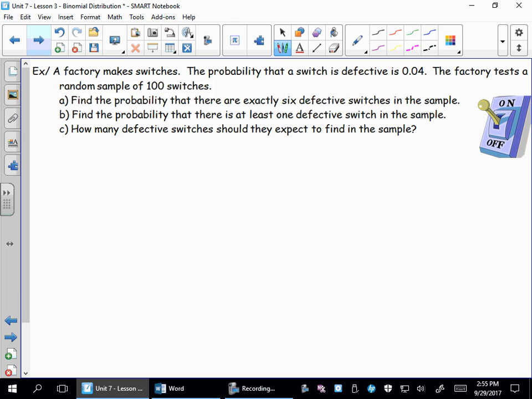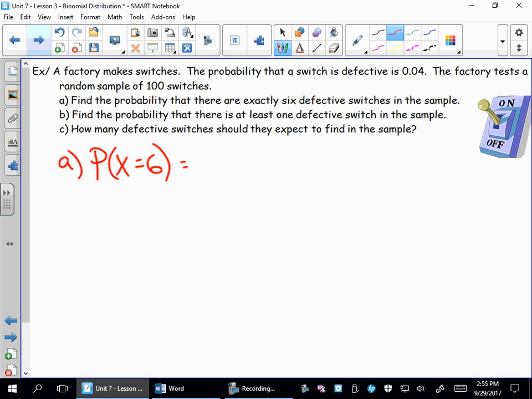Okay, you guys are going to try one. So pause it, see what you can do with this. The factory makes switches. The probability a switch is defective is 0.04. They test a random sample of 100 switches. What's the likelihood of exactly 6 defective ones? So I'm not looking for the whole thing, I'm looking for just specifically 6.